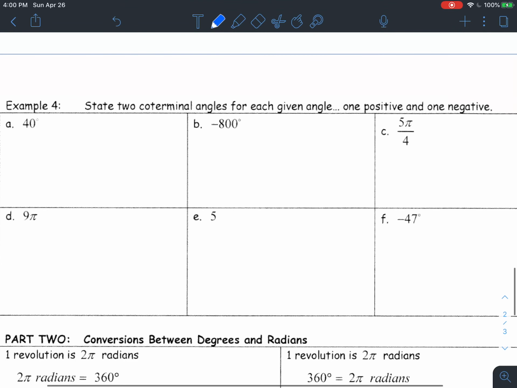This is the most common way that you're going to be given a question in terms of coterminals. They want us to state two coterminal angles for each given angle. And specifically, they want one positive and one negative coterminal angle. Now that doesn't necessarily mean you take your angle that you're given, one time you add 360, one time you subtract 360. You have to make sure that you have one angle that's coterminal that's a positive number, and one angle that's coterminal that's a negative number.